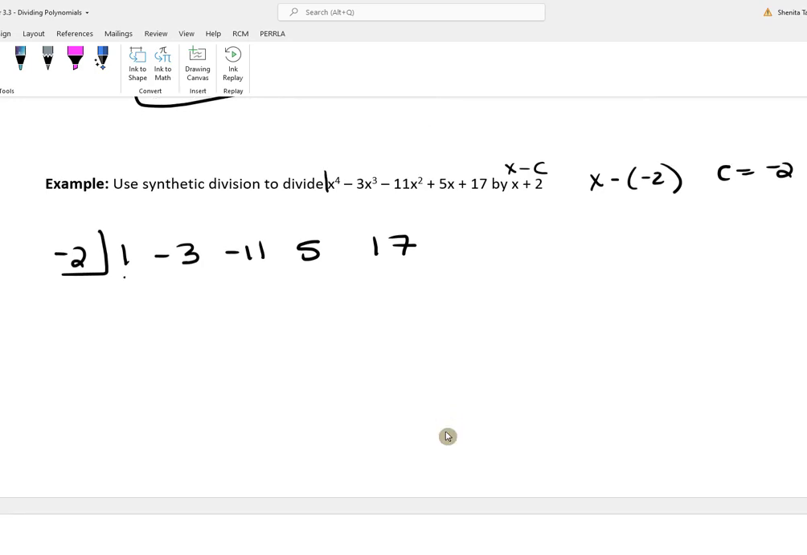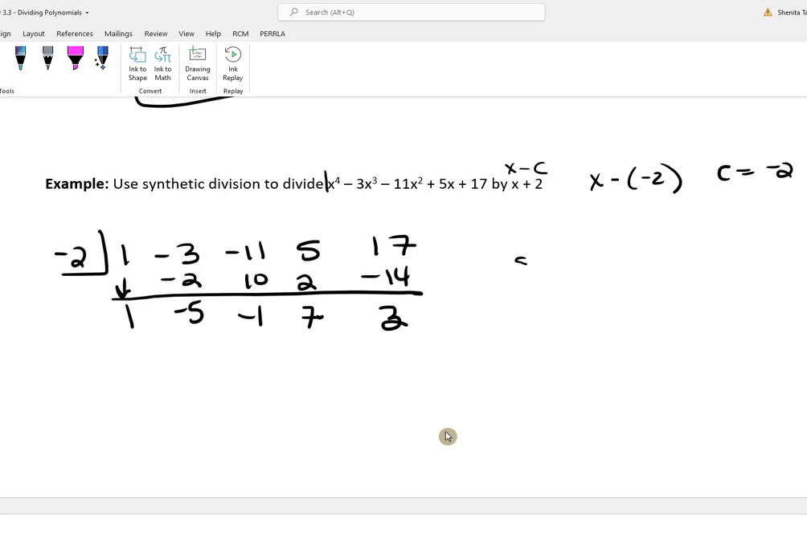So now I'm going to go ahead and bring down the first term, which is a 1, and I'm going to multiply it. Negative 2 times 1 is negative 2. When I add it with negative 3, I get negative 5. Negative 2 times negative 5 is 10. When I add it with negative 11, I get negative 1. Negative 2 times negative 1 is 2. When you add it with 5, you get 7. Negative 2 times 7 is negative 14. When I add it with the 17, I get 3.